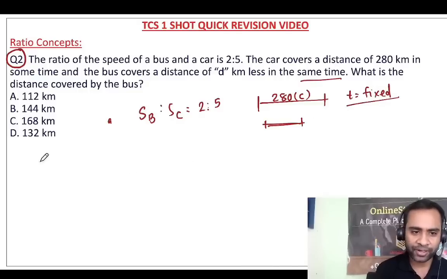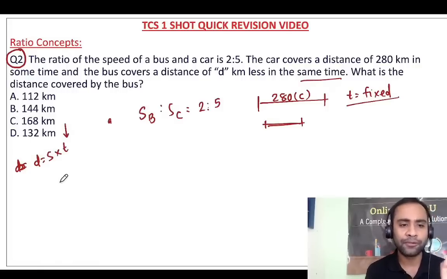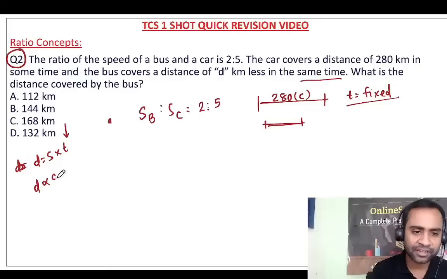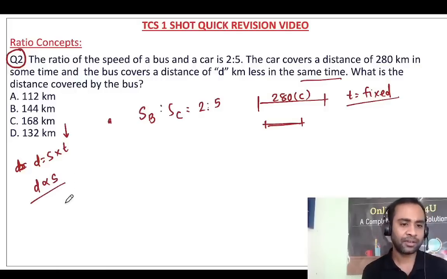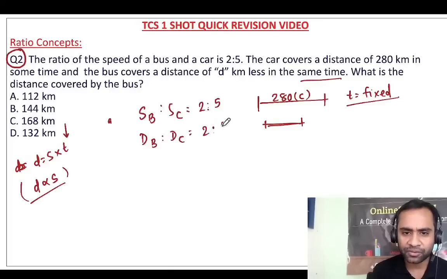Now, we know distance is equal to speed into time. Sir, if time is fixed, then the distance will be directly proportional to speed. More speed, more distance we will cover. Less speed, less distance we will cover, sir. That is clear for us, sir. So distance covered by the bus and distance covered by the car will also be in the ratio of 2:5.